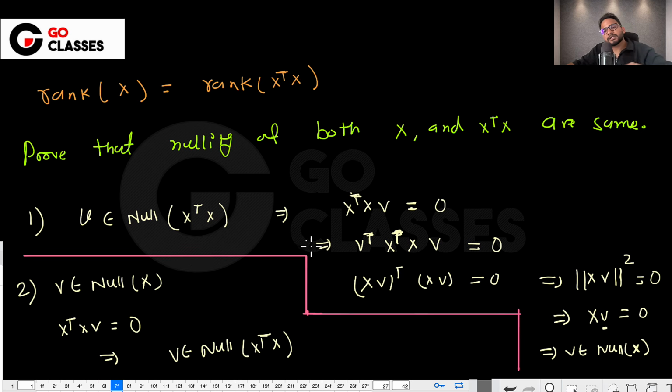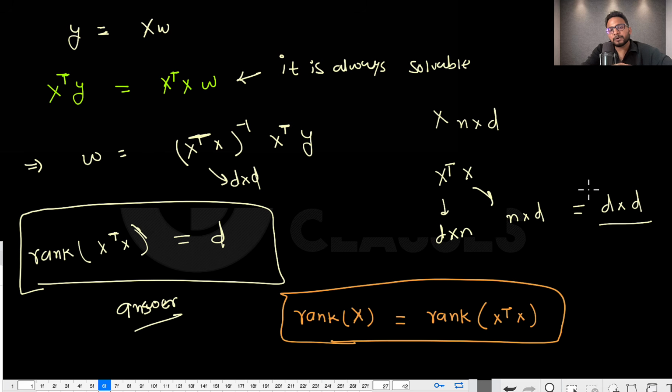So we can say that they share all the vectors in the null space, which means the nullity must be the same, which means the rank must be the same. Rank and nullity combined equal the number of columns. So if the nullity is the same, then the rank must be the same. That's how you can prove it. I hope the complete picture is clear to everyone, how we prove it, right?